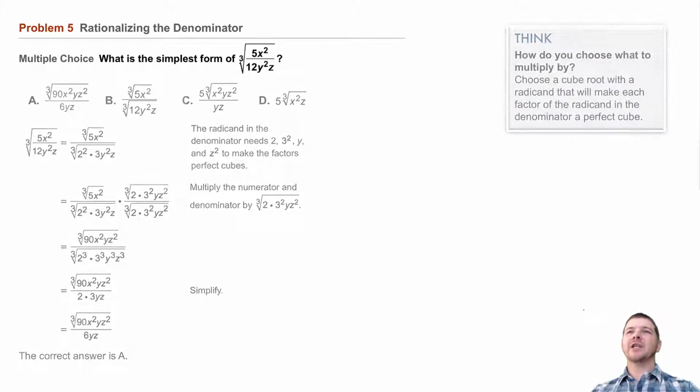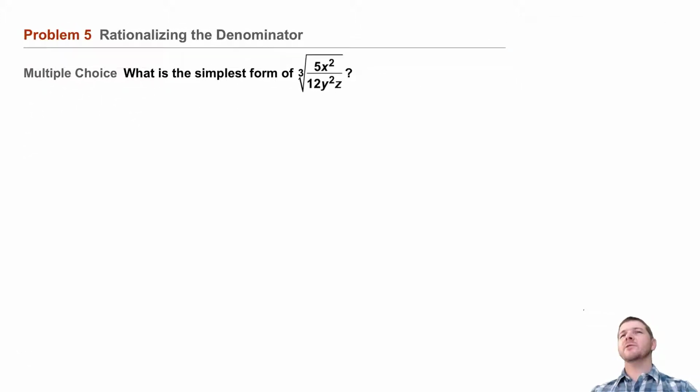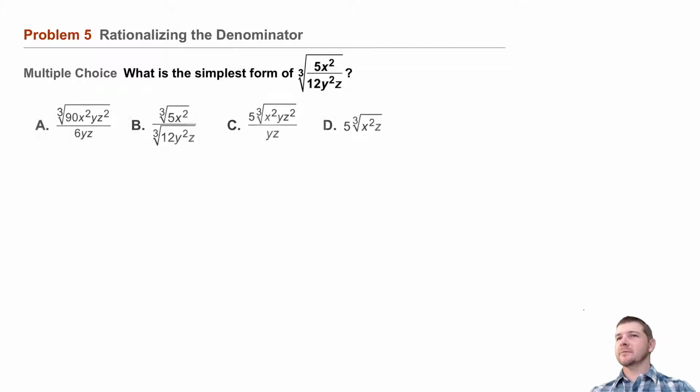Problem 5, rationalizing the denominator. This one's multiple choice. What is the simplest form of the cube root of the quotient 5x squared over 12y squared z?